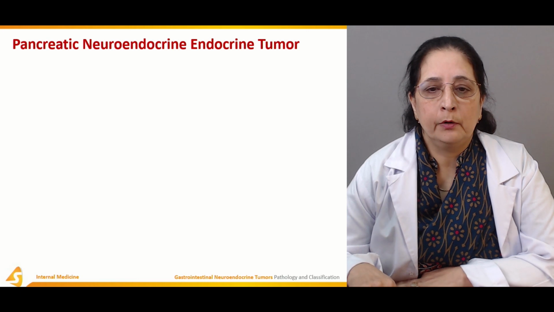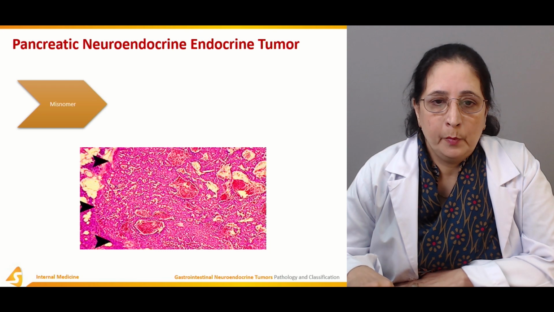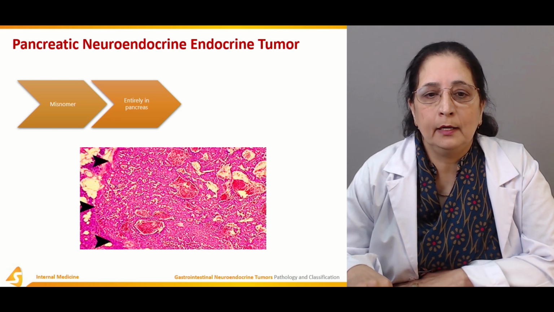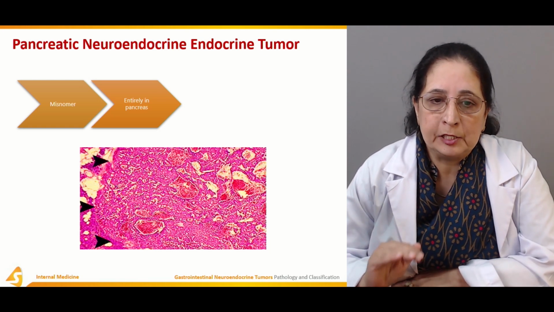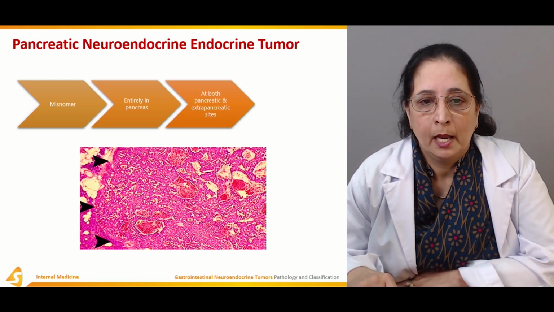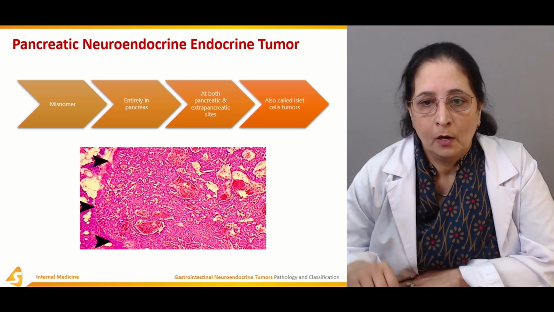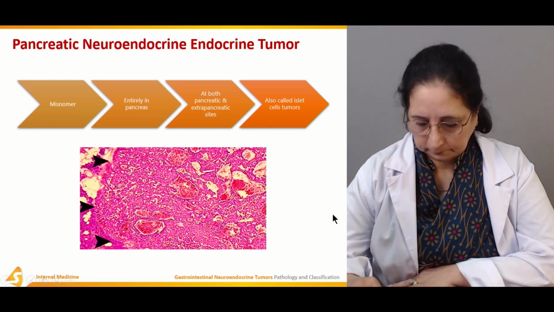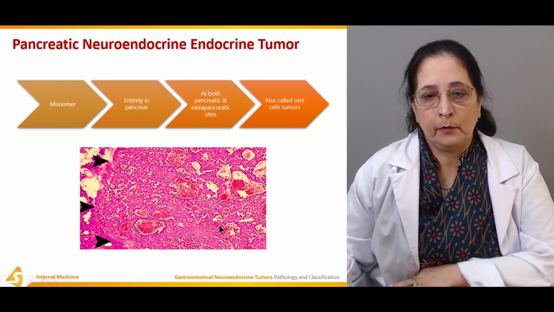Pancreatic neuroendocrine tumor is a misnomer because it is not entirely in the pancreas. It occurs at both pancreatic and extrapancreatic sites, and is also called islet cell tumor. That's the histological picture of pancreatic neuroendocrine tumor.